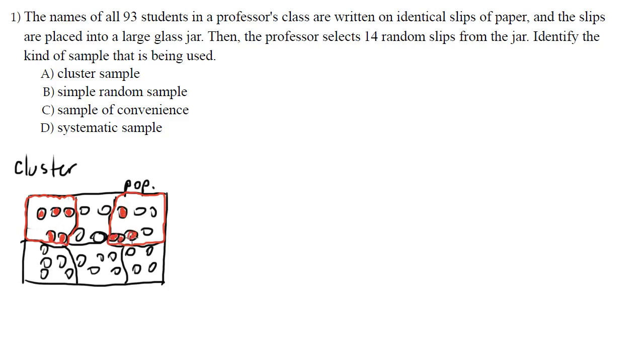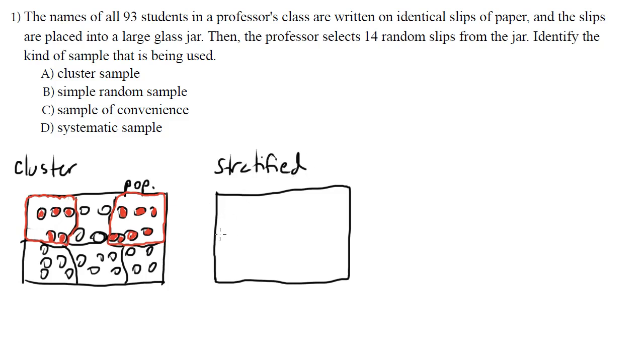You select your cluster or clusters, and then you sample every single person or every single entity within that cluster. That's cluster sampling. I divide my population up into clusters, then I select a cluster or clusters and sample every single person in that cluster. Now there's one that's very similar to this. It's not one of these choices, but there's another one called stratified sampling.